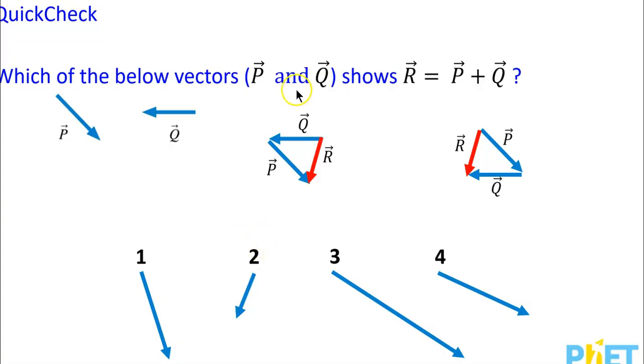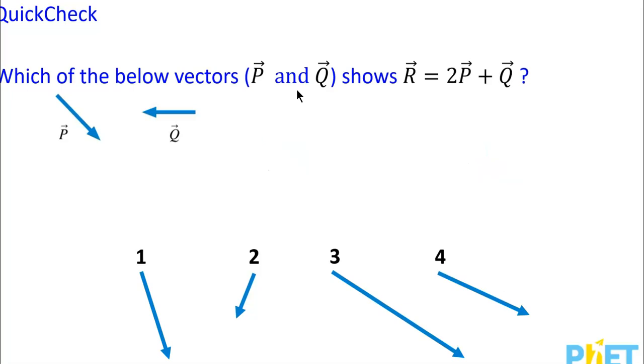Let's try another one. Let's take 2 P vectors and add it to Q vector, or take the Q vector and add it to 2 of the P vectors. So the resultant vector will be the addition of 2 P vectors plus Q. Which choice, 1, 2, 3, or 4, will result with this R vector? Pause the video now.